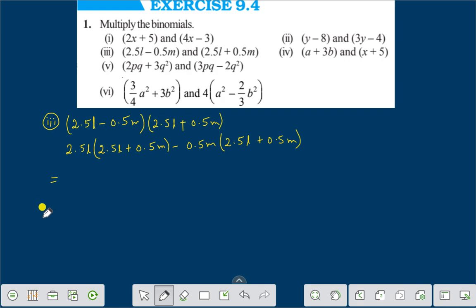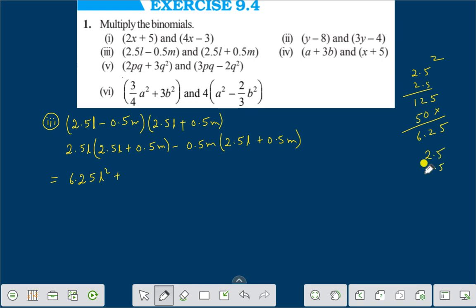If we multiply this one, 2.5 into 2.5, that is 5 times 5 is 25, 5 times 2 is 10 plus 2 is 12, 2 times 2 is 4 plus 1 is 5. Therefore the point is here 6.25. That is 6.25, l into l is l square, plus 2.5 into 0.5.